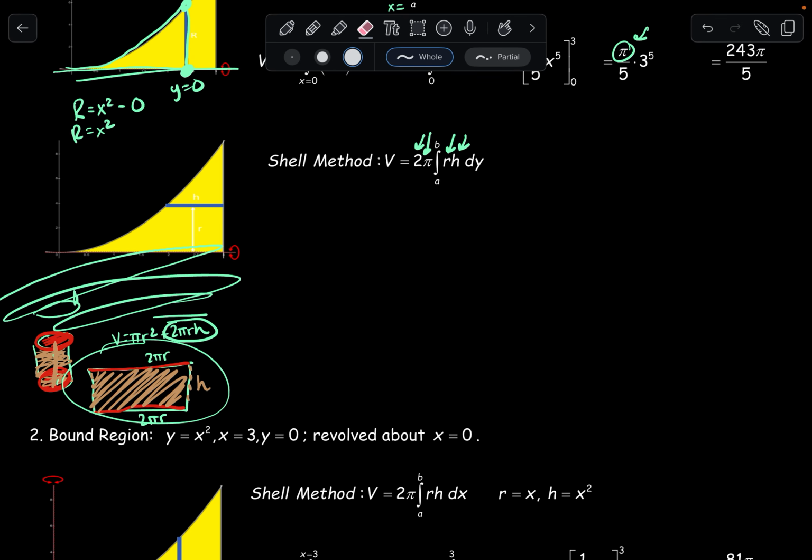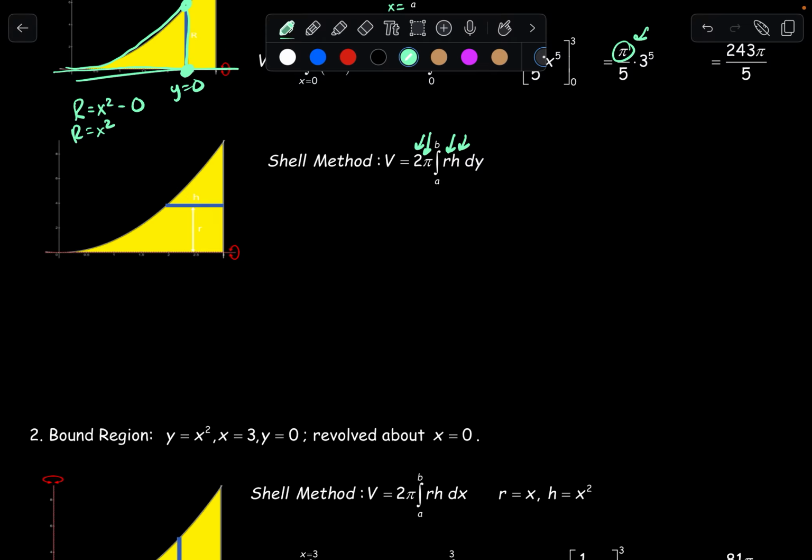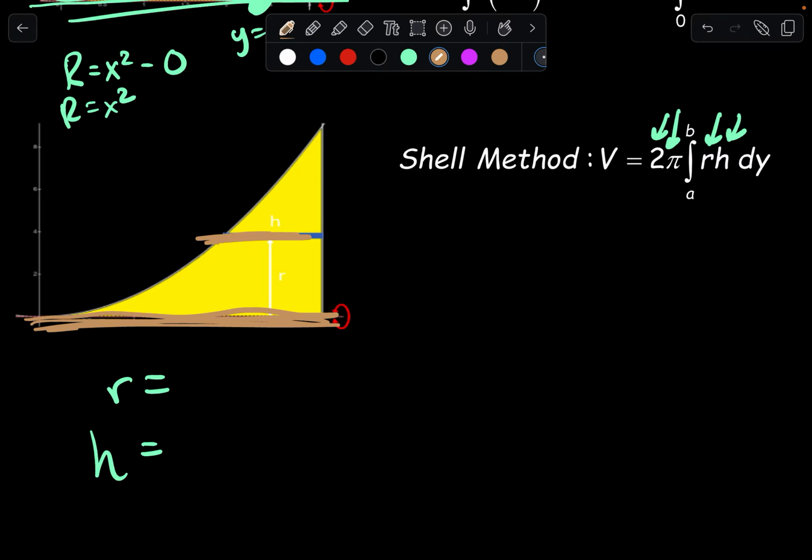All right, so let's clear this out and talk about a couple things. Okay. So with the shell method, you need to solve for your r and you need to solve for your h, okay? Shell method is very specific because instead of your bar being perpendicular to the axis of revolution, it is now parallel, all right? So that is the key difference between disk and washer, where our bars are perpendicular, and then in shell method, the bar is parallel to the axis of revolution.